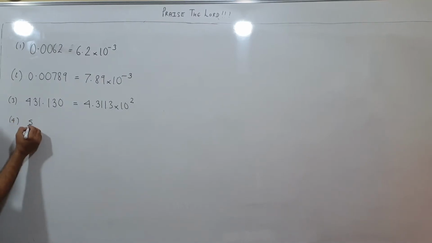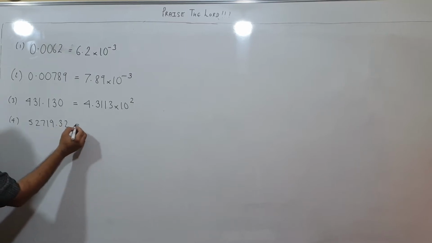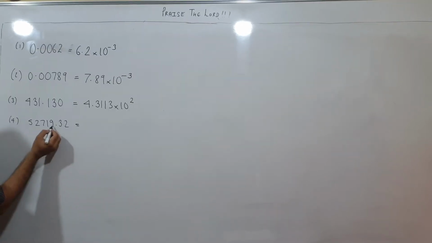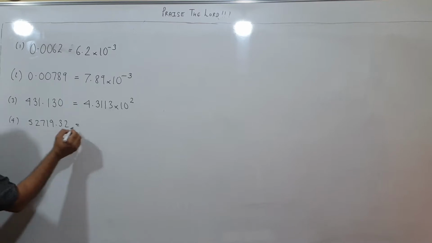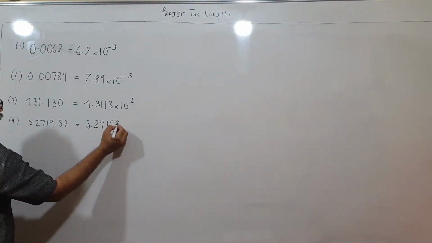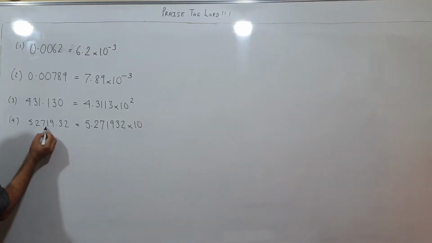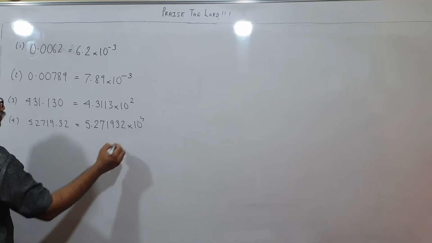If my number is 52719.32, so decimal place should come after 5. So 1, 2, 3, 4. So I will write it as 5.271932 into 10 raised to how many places? 1, 2, 3, 4, into 10 raised to 4.